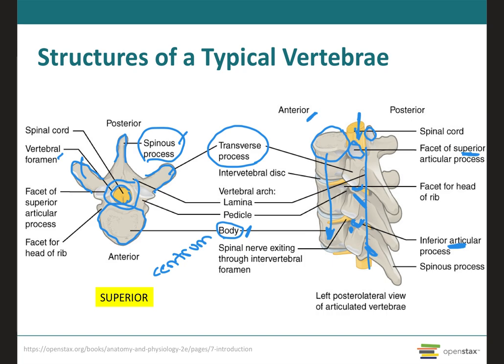The spinous process is located posteriorly, and if you pass your fingers down the midline of your vertebral column, you will feel the spinous process going down.